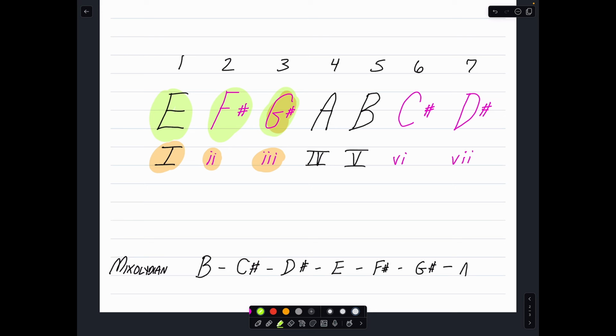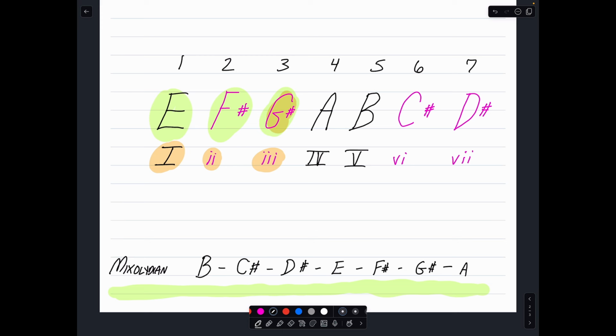But I do have a bonus part. See where it says Mixolydian down here? Stick around, do not leave, because we are going to get to that, all right? Now, what we're going to do is this. We are going to keep going through this.